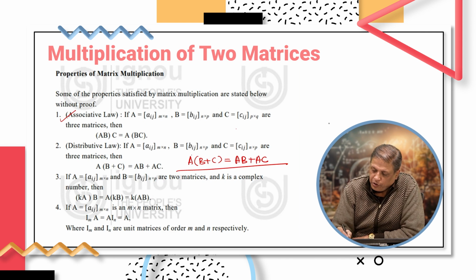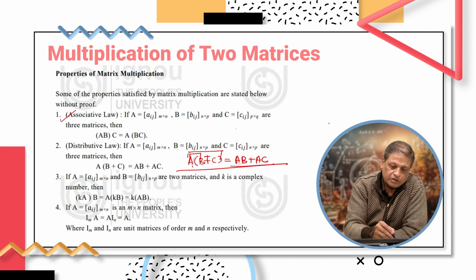So we are distributing the multiplication. So A into B plus A into C. We are distributing, and that's why this is called the distributive property.